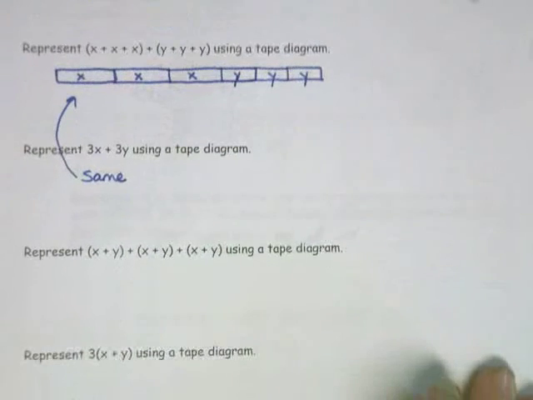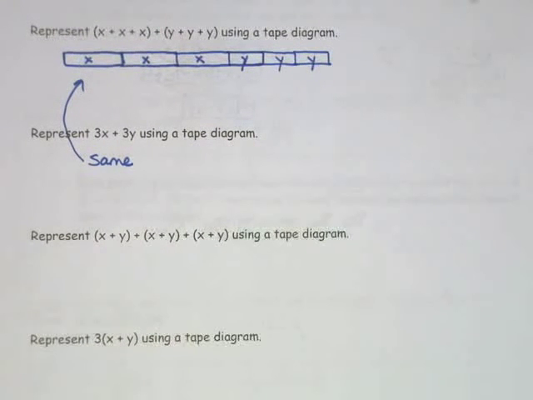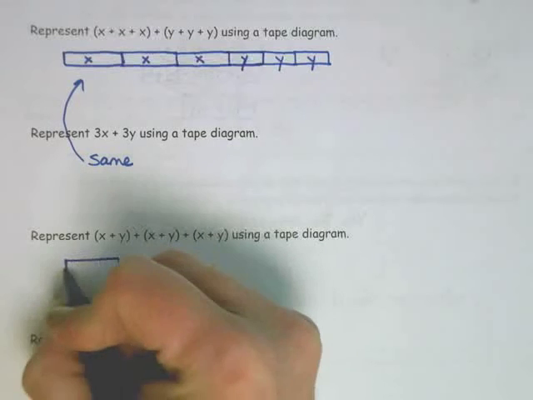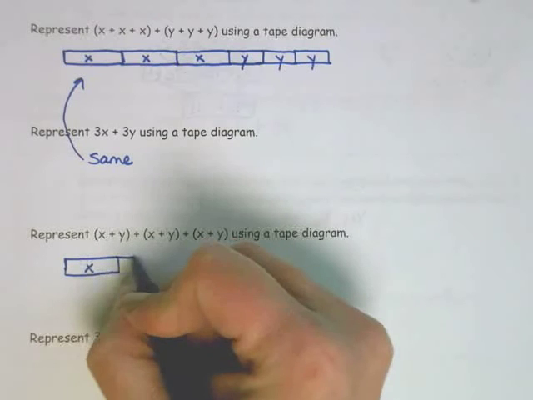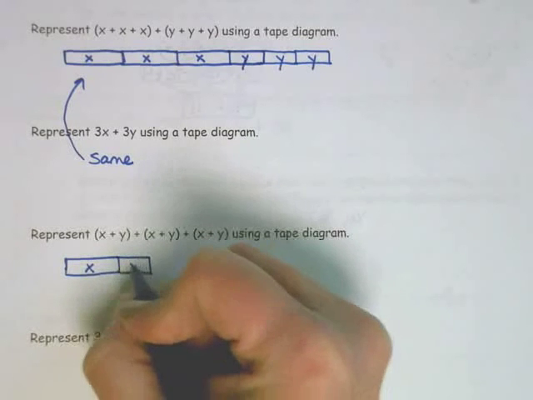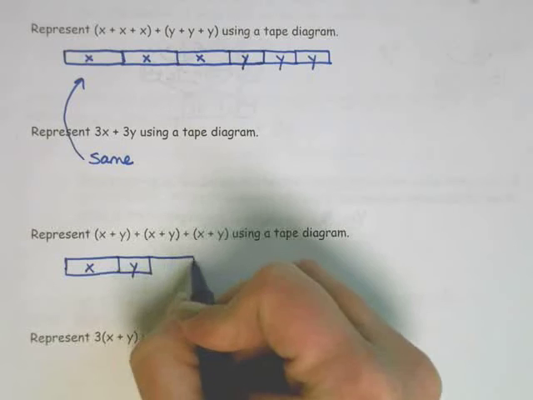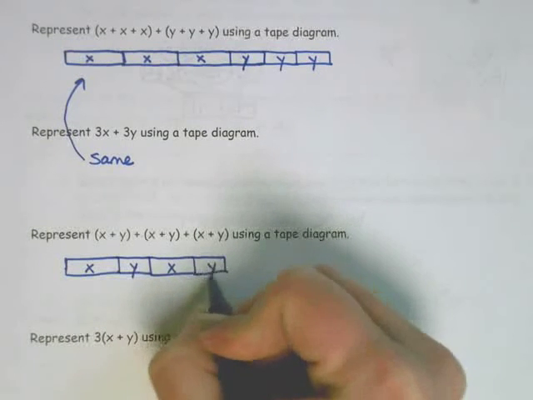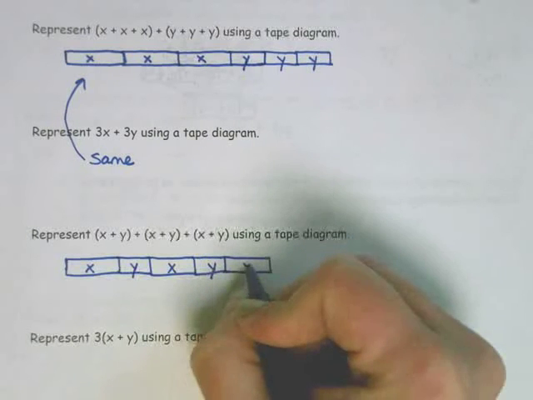What about this guy? X plus y plus x plus y plus x plus y. Okay, so let's try and draw this one. If I can keep my x about the same length that it was before. Here's my x plus a y, and my y was a little bit smaller. That would be an x plus a y. And then I'm going to do another x plus a y plus another x plus a y.